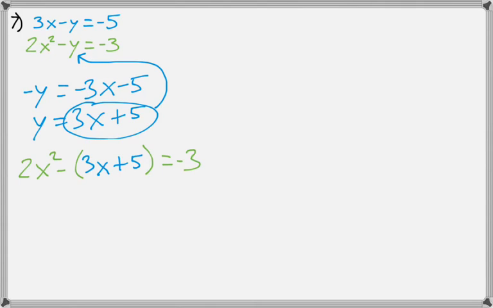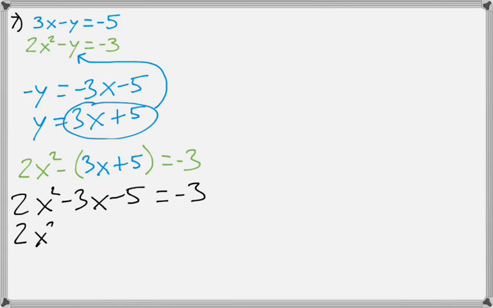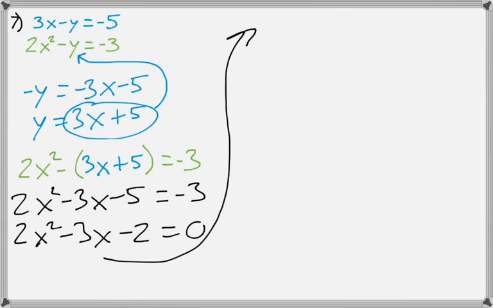Okay, so now I want to solve this. And I notice that I have both an x squared and an x here, so I want to get everything onto one side and 0 on the other, and then factor. If you want to use quadratic formula, you can. But I'm just going to factor.